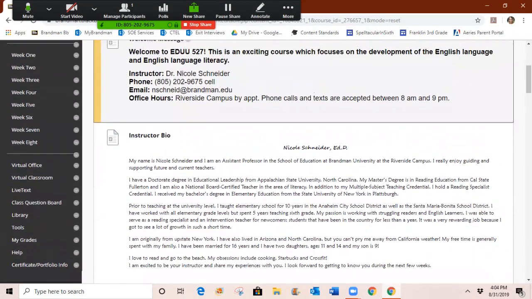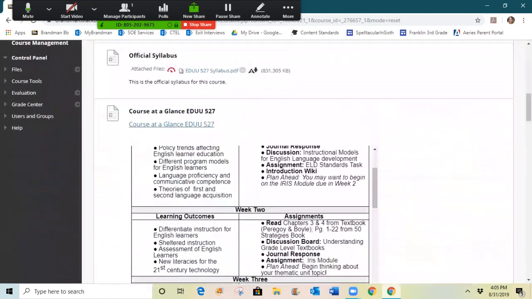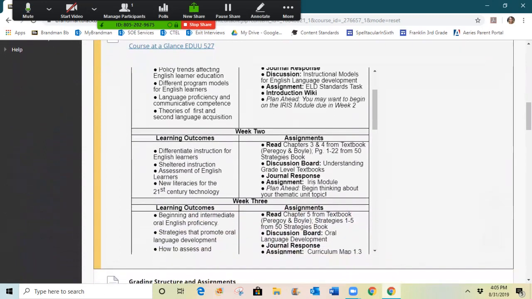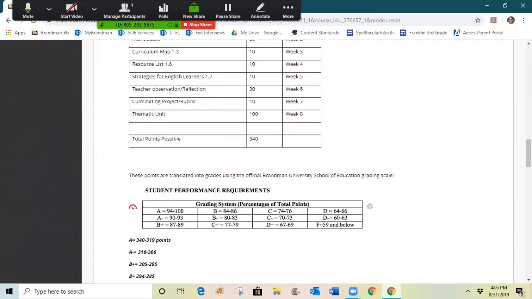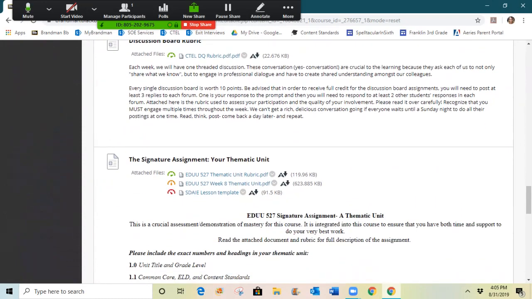And so what I want to do is just go through this course information tab. I want to touch upon the two bigger assignments in the course, and then we will look at the week 1 assignments. This course information tab has everything you'll need. Sometimes it's nice to print out this course at a glance, because it lets you know exactly what's due each week, what topics you're doing, what assignments you're doing. There's the grading point system for the course, and then just some other information.